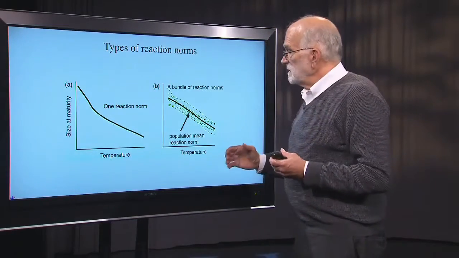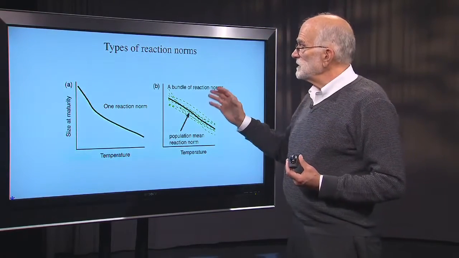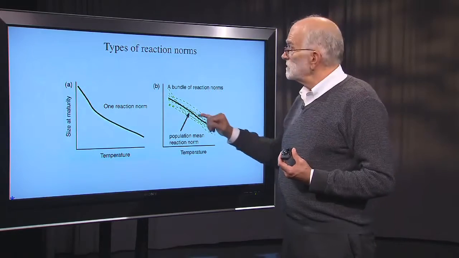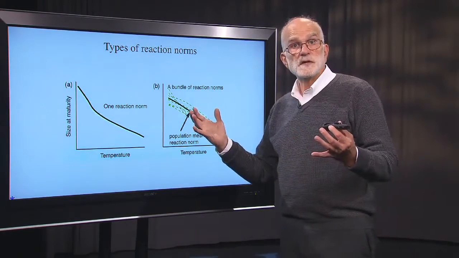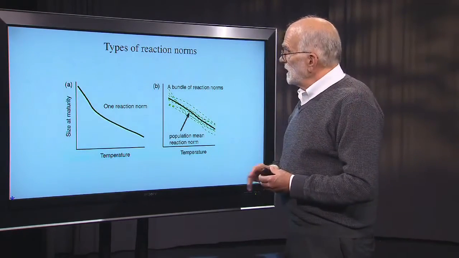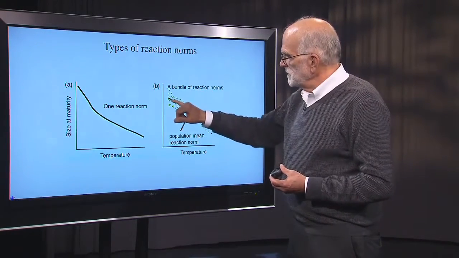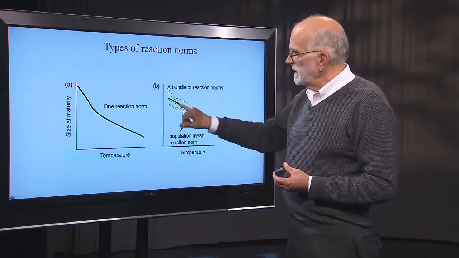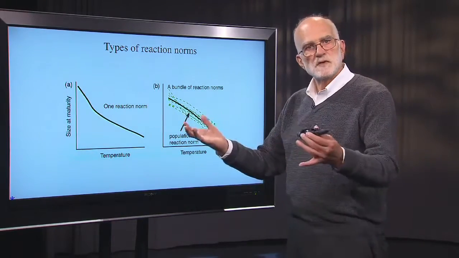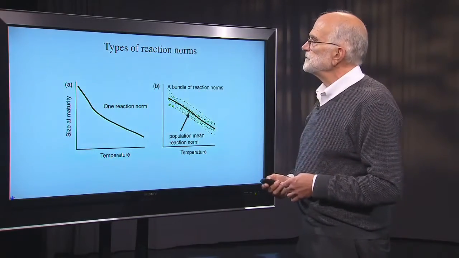If we look at a population, it is then a bundle of reaction norms. There's one reaction norm for every genotype in the population. And we can take a mean of that, and we can imagine that there is a population mean reaction norm. That would be the average plastic response of that population to the environment.